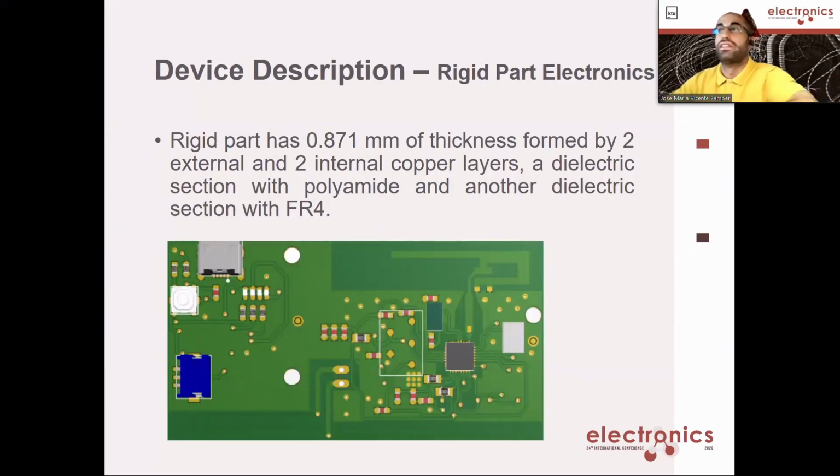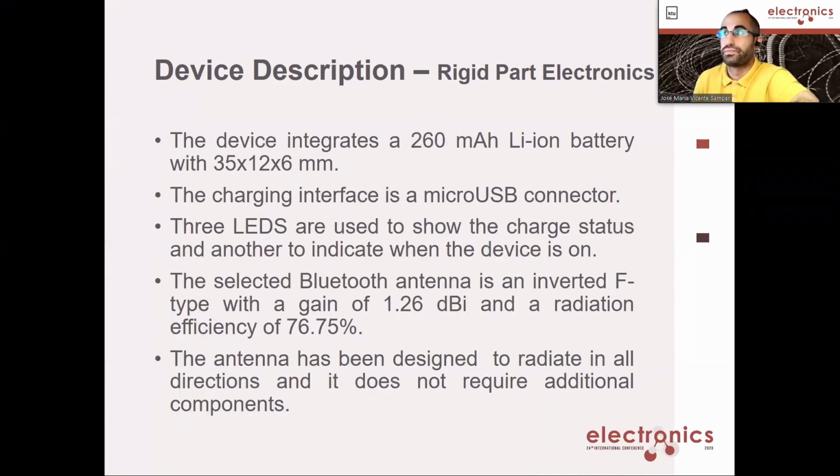The rigid part has 0.871 millimeters of thickness, formed by 2 external and 2 internal copper layers and 2 dielectric sections, one with polyamide and the other one with FR4. On the left side, we can find the power management components, and on the right side are the Bluetooth antenna and the main components of the system.